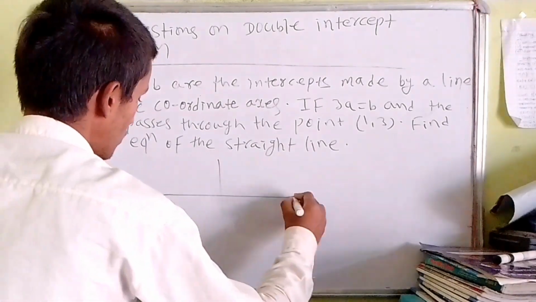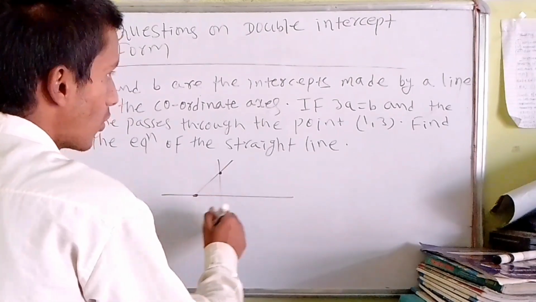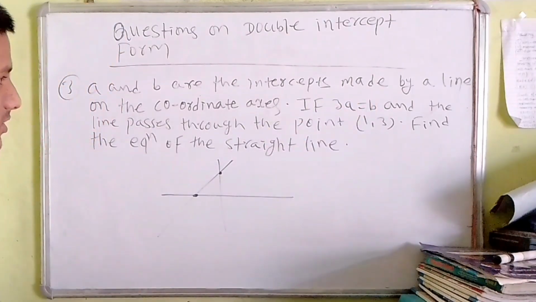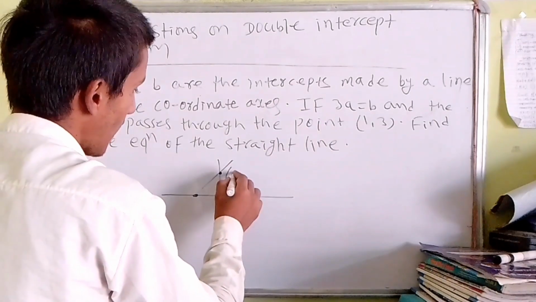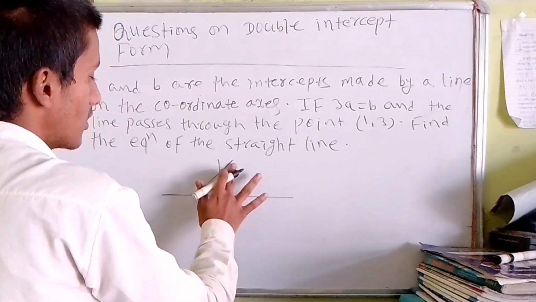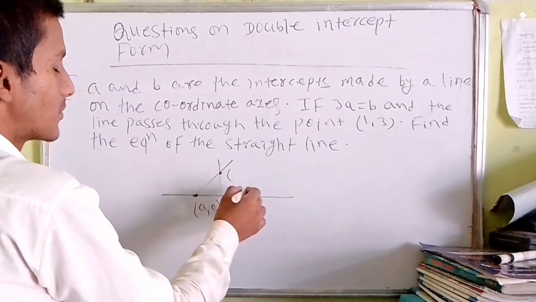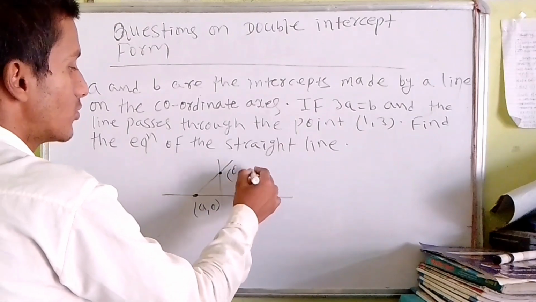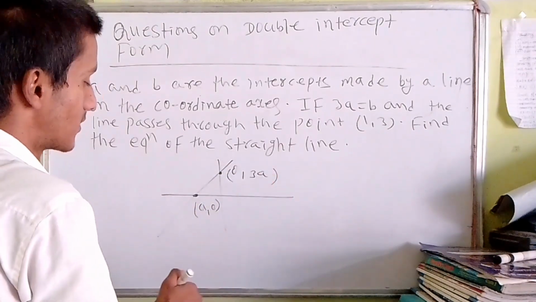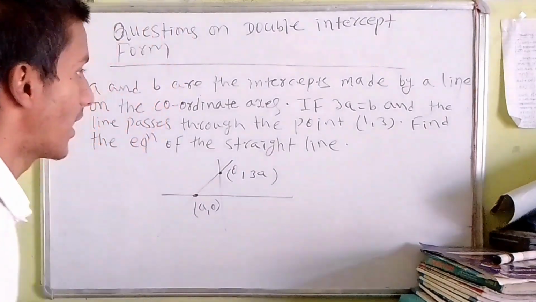So there you have a line which makes intercepts according to this condition, meaning A is here. I'm writing, A comma 0, this is the x-intercept. And the y-intercept is what? 0 comma 3A, because B, the y-intercept, is three times the x-intercept. So this is 0 comma 3A.